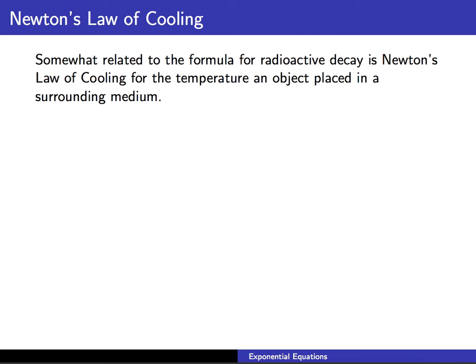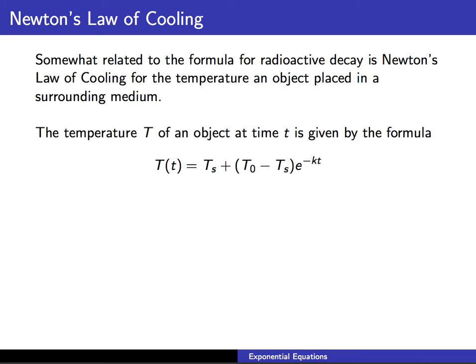All right, in this video we're going to take a look at another example of solving exponential equations, and we're going to use something related to the formula for radioactive decay that we looked at in the last video. That's called Newton's law of cooling, named after Sir Isaac Newton, for the temperature of an object placed in a surrounding medium. So it looks at how the temperature of something is affected by time, the temperature it was at the start, and the temperature of the air around it. So typically like a room temperature, maybe an oven if you're cooking something, or a refrigerator or freezer if you're keeping it cold.